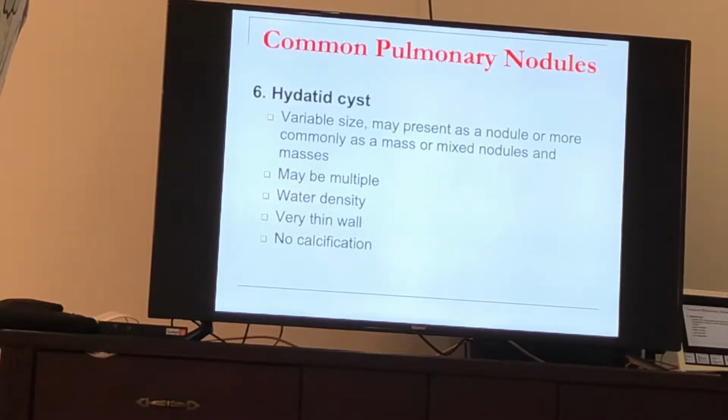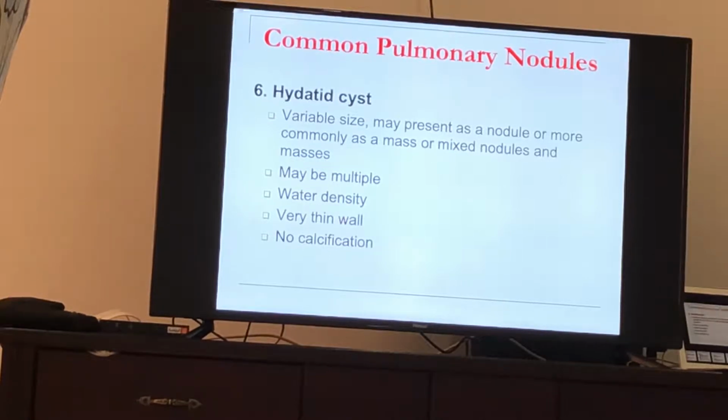Hydatid cyst, you guys know, if it's just one cyst, usually it's variable in size. It could be also multiple, but it can come single and it can come unilateral. So it's one of the differentials here. It's the last on the list. But it has a thin wall and it can have a fluid level.